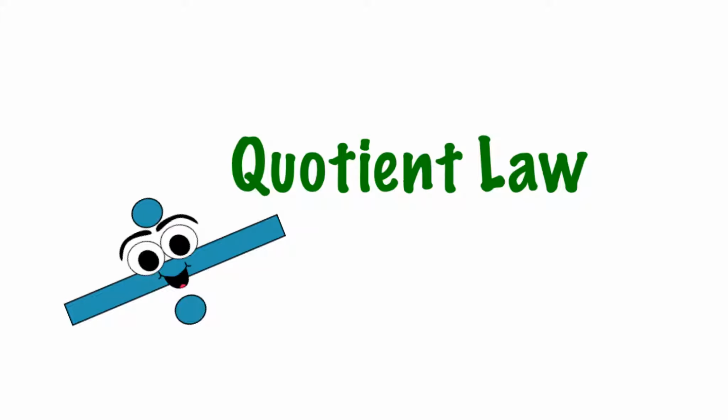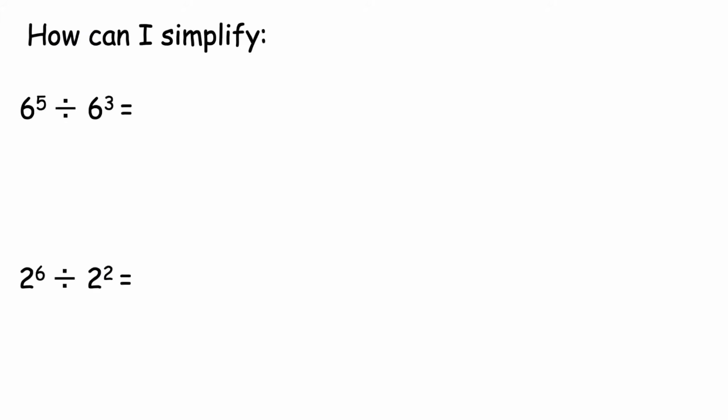In today's video, we're going to be learning about the quotient law. So let's ask ourselves the question, how can I simplify these two here? So here we have 6 to the power of 5 divided by 6 to the power of 3. Now remember, we learned that division is just like fractions. So really, we could rewrite this as 6 to the power of 5 over 6 to the power of 3.